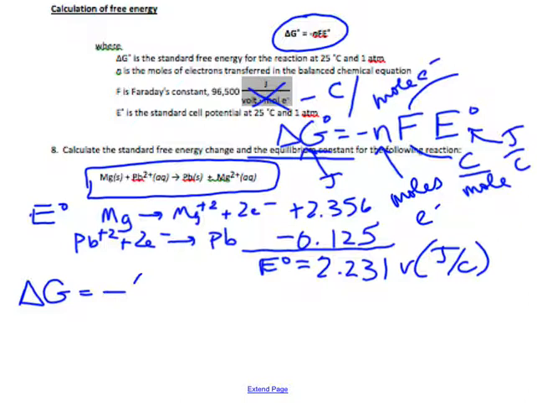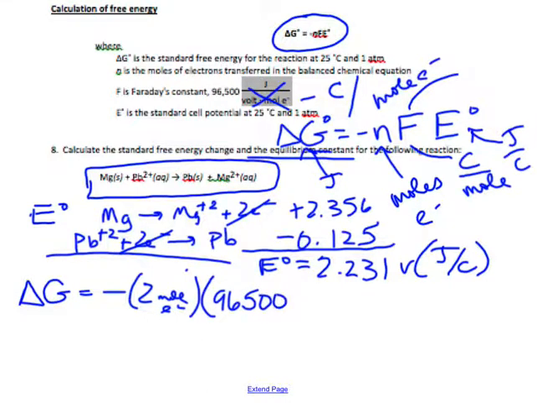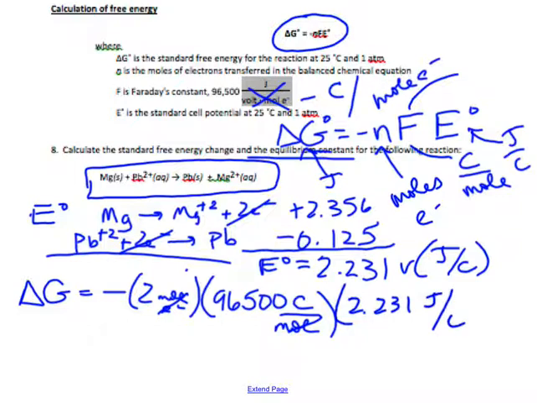Write the units as you plug stuff into your equation. So negative N, what was the number of moles of electrons if we were to cancel them out here? How many is that? 2. So that's 2 moles of electrons. Negative N F is 96,500. That is the charge per mole of electrons. So moles of electrons are going to cancel. And then negative N F E naught, 2.231 joules per coulomb. Coulombs cancel, and you see I have a final unit of joules. So what is my delta G?